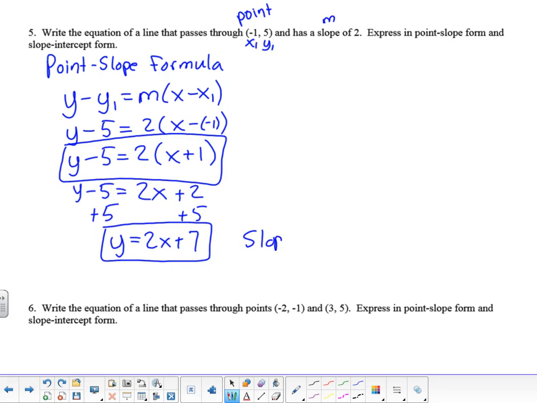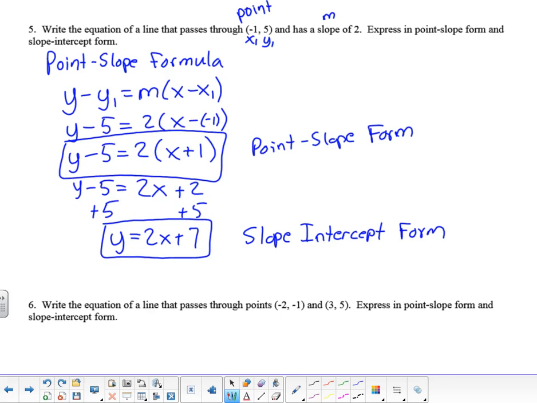So this would be what we call slope-intercept form, and this is point slope form. If they don't specify, you can just leave it in point slope form, but if they specify slope-intercept form, then obviously we need to carry it out to that point.